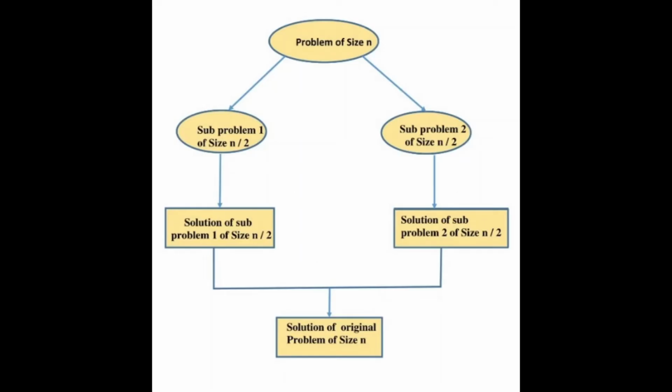Pictorial representation of the divide and conquer method. Here the problem size is n. In the next step, it is divided into two subproblems of size n by 2 each. Then solve each subproblem. Lastly, combine the solutions of the two subproblems, which is the final result.